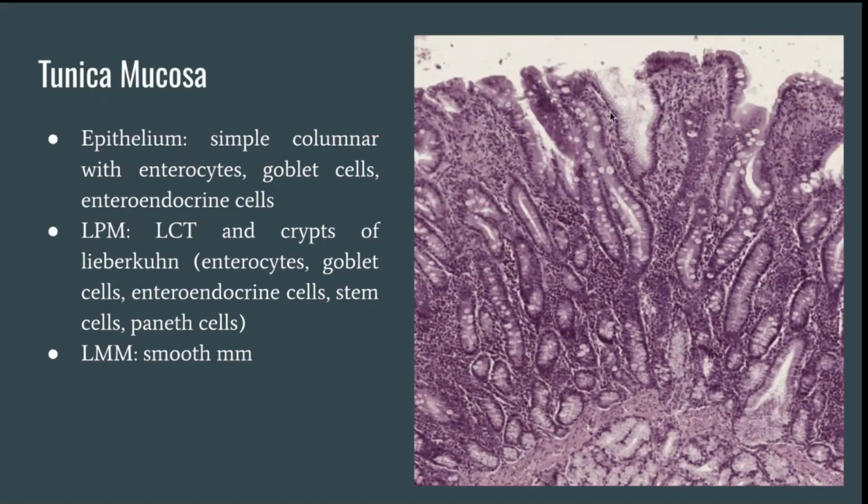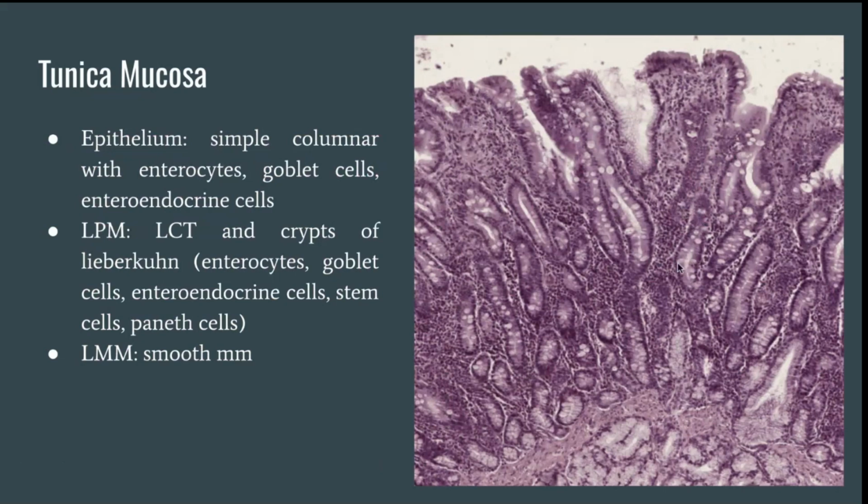So the first layer is the tunica mucosa. It is lined by simple columnar epithelium with enterocytes, goblet cells, and enteroendocrine cells. Like this part, this is an enterocyte, this is a goblet cell, and this also is a goblet cell. Below it, we have the lamina propria mucosae. It is made up of loose connective tissue and the crypts of Lieberkühn.